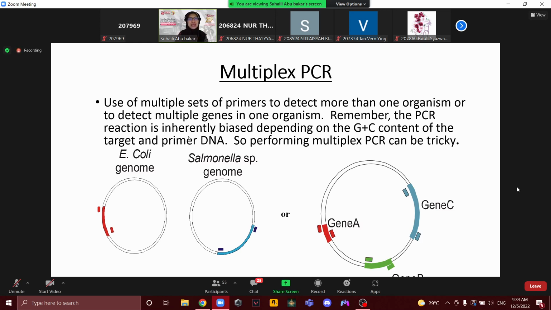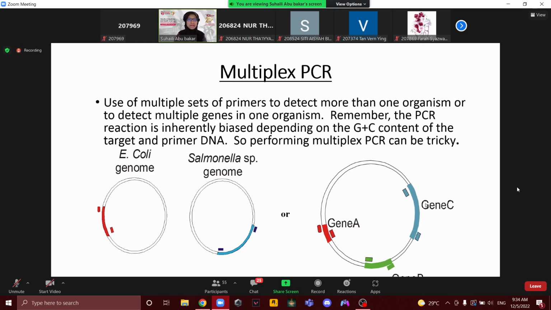Remember, there's a note here: the speciation is inherently biased depending on the GC content of the target and primer DNA. So, performing multiplex PCR can be tricky, difficult to optimize. Remember last week, I told you the annealing temperature for every single primer is different. So how can we use multiple primers when they have different annealing temperatures? What do we do? How do we do multiplex?